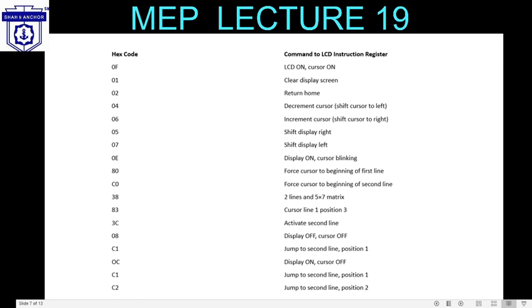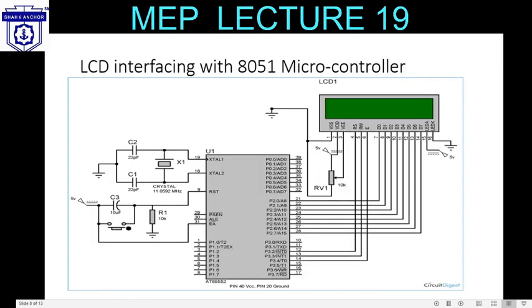83 means cursor line 1 position 3. 3C means activate the second line. 08 means display off, cursor off. C1 jump to second line position 1. 0C means display on, cursor off. Then C1 jump to second line position 1. C2 means jump to second line position 2. So these are some hex codes which are used as commands for the LCD instruction register.